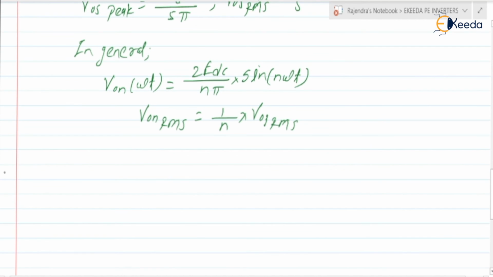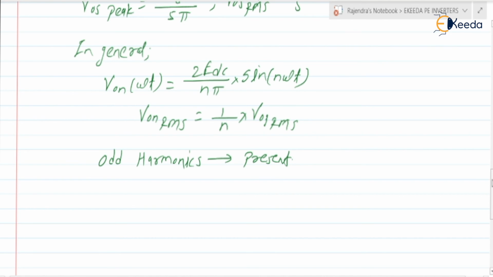Next, now we are going to discuss some conclusions. One important thing is that the output voltage of a single phase half bridge inverter consists of only odd harmonics. So only odd harmonics are present.